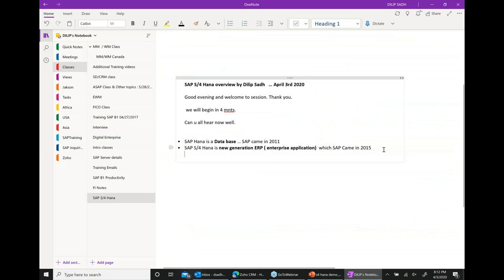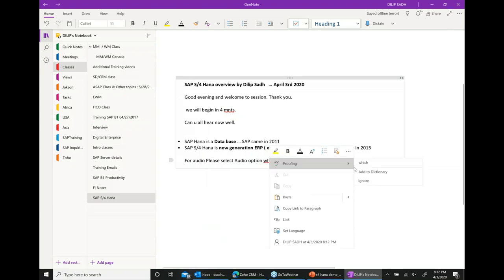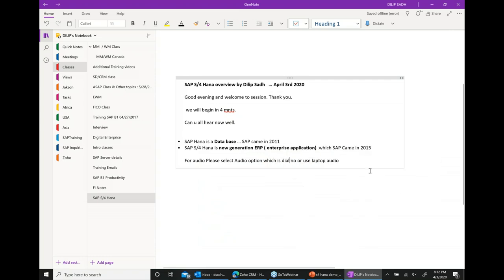So, guys, for audio, please select an audio option. You can dial in by number or use the other option. You have two options. Please use the appropriate audio options. Then you will be able to hear my voice, obviously. And there are two options.